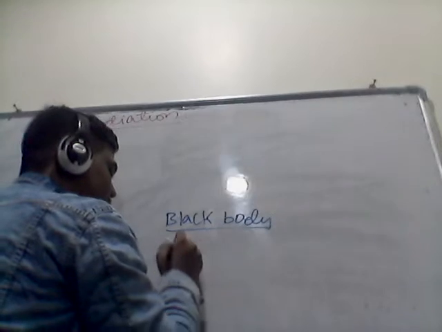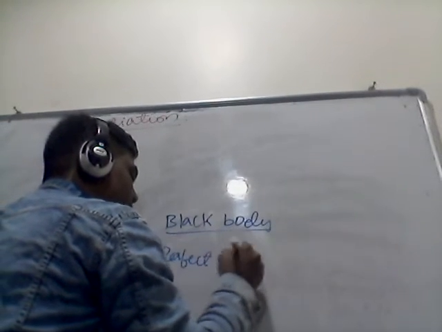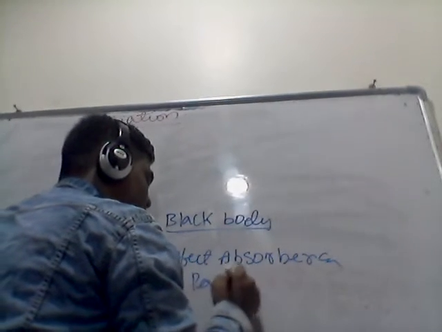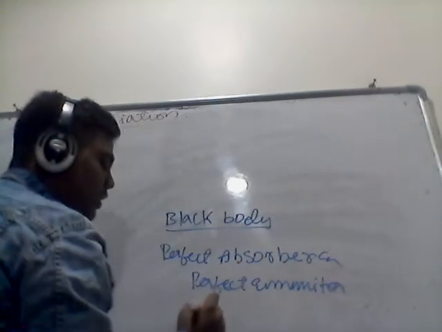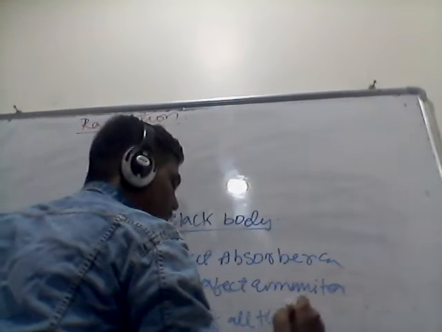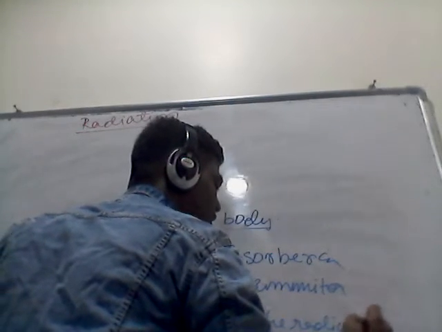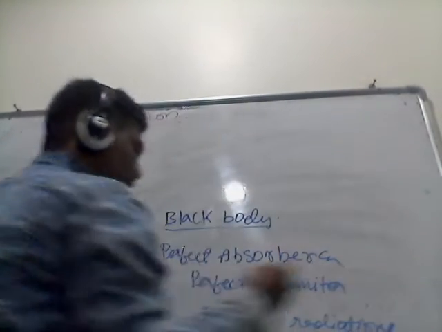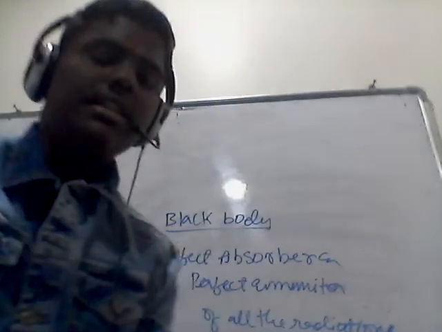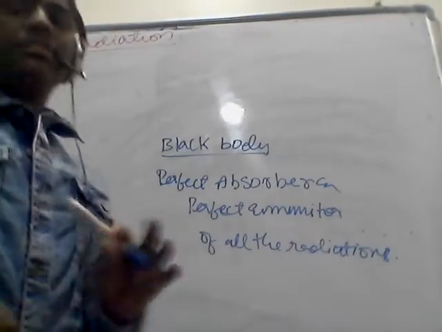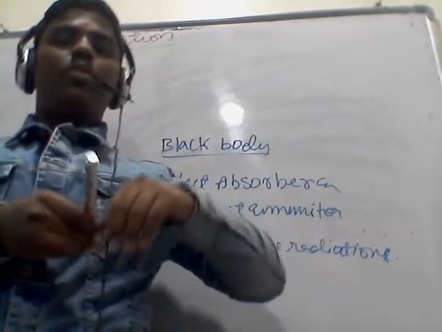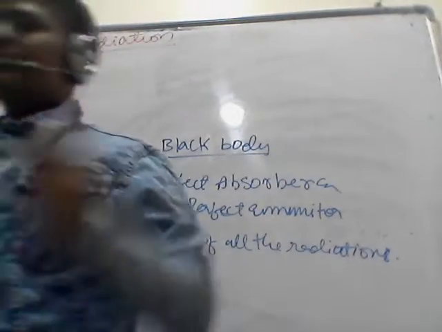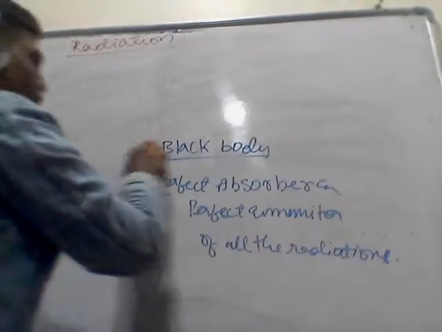A black body is a perfect absorber and perfect emitter of all the radiations. So suppose this is a black body, then a black body is such a body which is able to absorb all the radiations present and is also emitting all the radiations that are present. This is a black body.